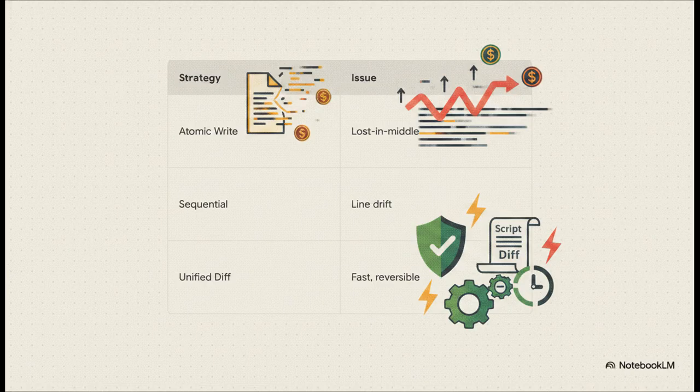Now, to understand why this tool executor is so crucial, just look at the benchmark data on file editing strategies. Naive AI wrappers usually default to atomic writes. They just rewrite the whole file. That suffers massively from the lost in the middle problem, where your code silently disappears, and frankly, it costs a fortune in tokens. Sequential editing isn't much better. It suffers from line drift. Agent Smith's harness, on the other hand, relies on precise script and unified diff editing strategies. It uses patching tools that keep the raw file content out of the main token window. It's vastly faster, way cheaper, and entirely reversible.